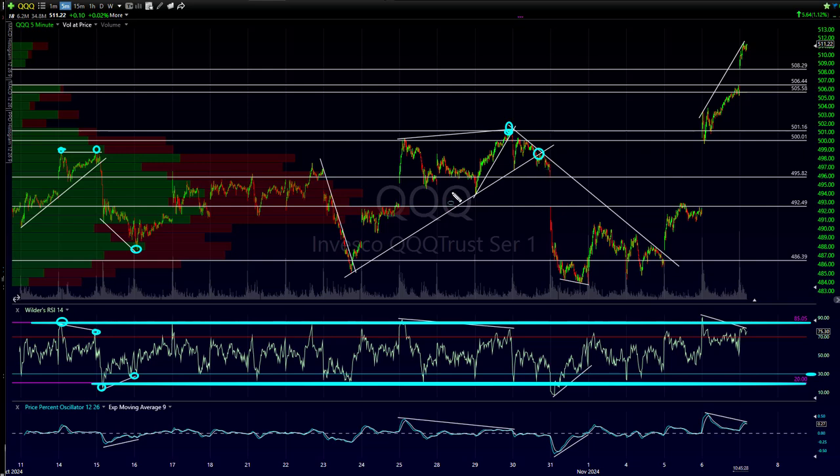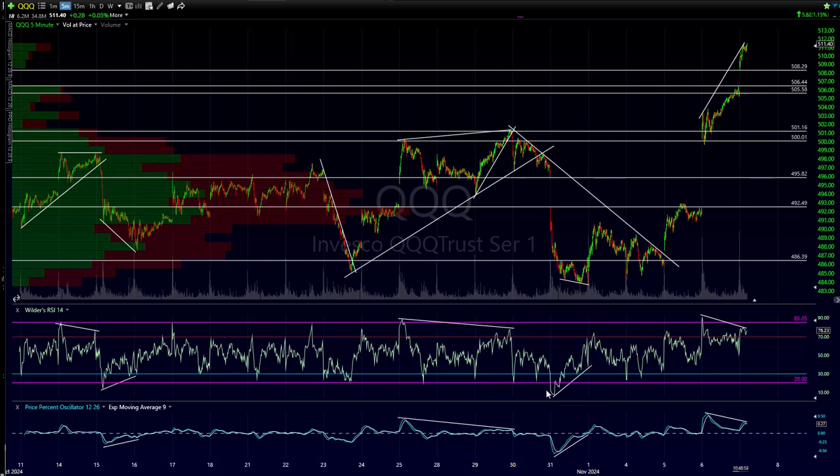secondary break there, and then that was a much bigger divergent high right there, and then you got this drop, which culminated with this divergent low. You can see again hitting these extremes.